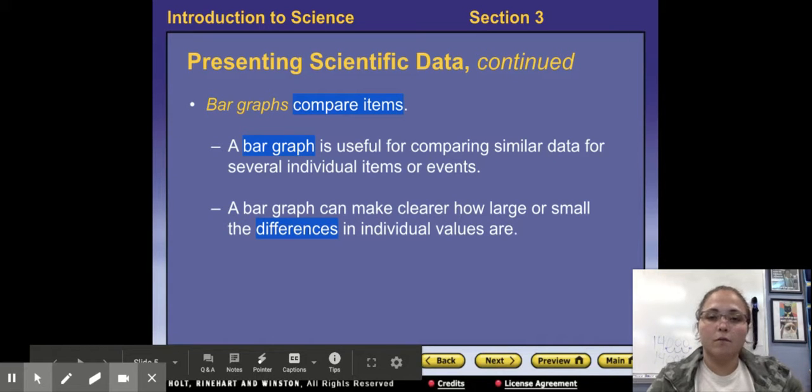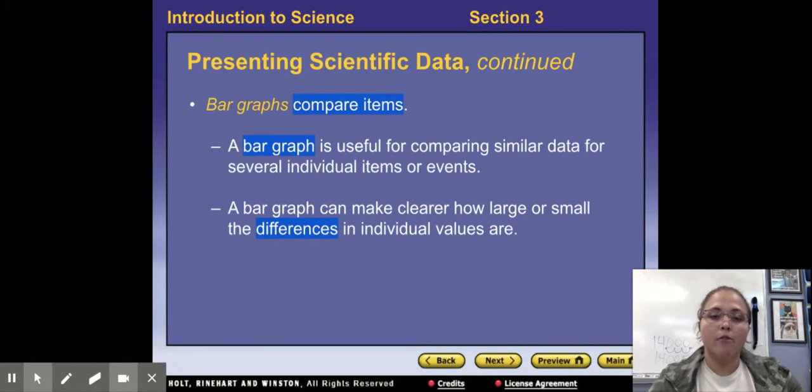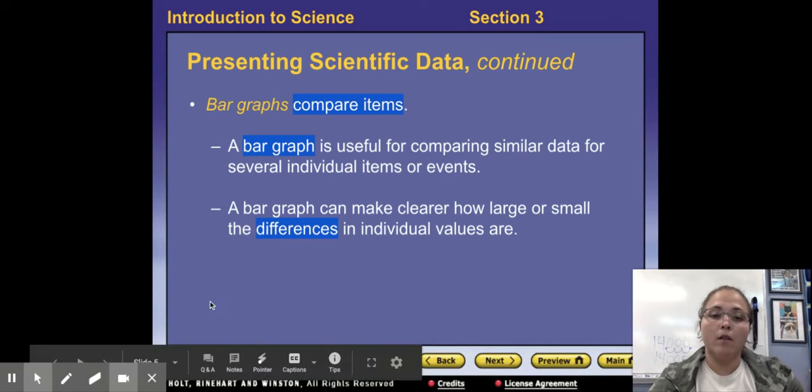Bar graphs, we're familiar with those, or we should be. Bar graphs are used to compare sets of data or to compare items. A bar graph is useful for comparing similar data for several individual items or events. I usually like to make bar graphs to show how different classes did on exams. So like I have 2 sections of ICP this semester. I'll probably show a bar graph to show what first period did versus second period. And you can see the difference. A bar graph can make clearer how large or small the differences in values are.